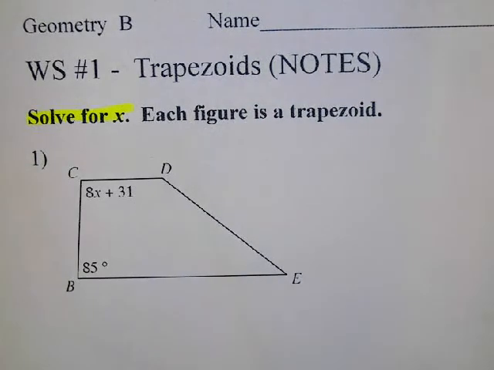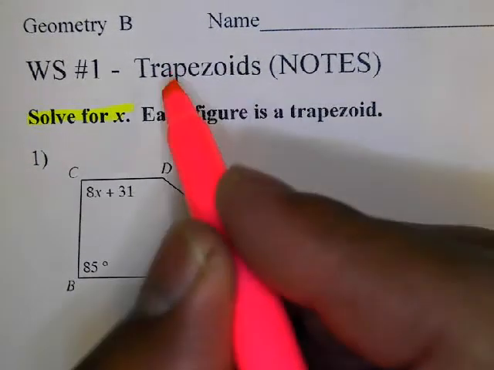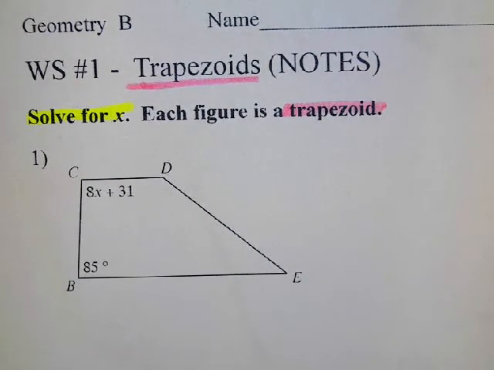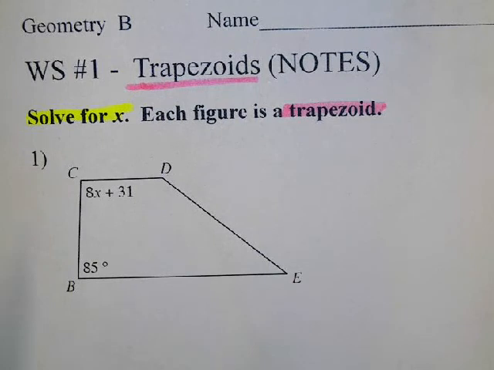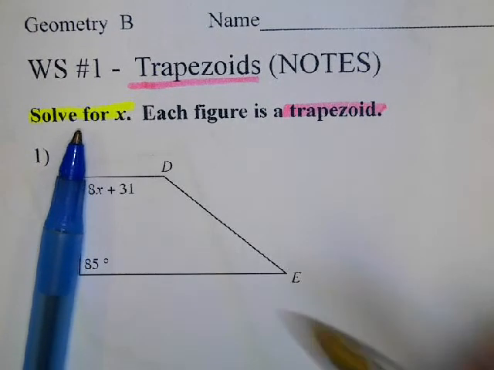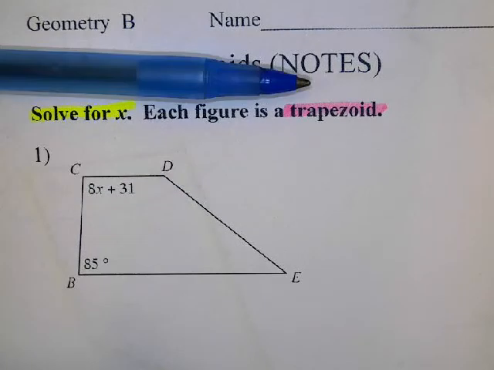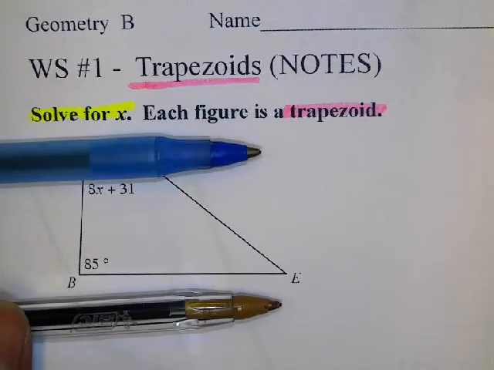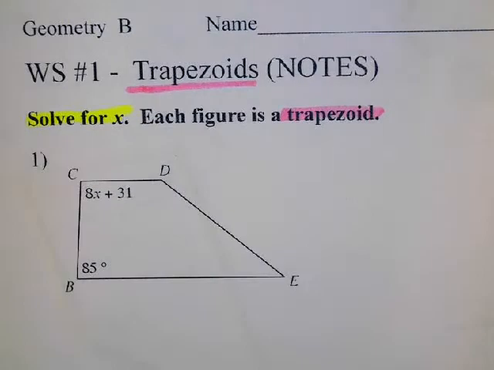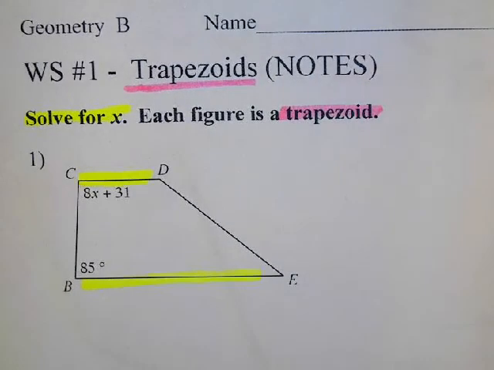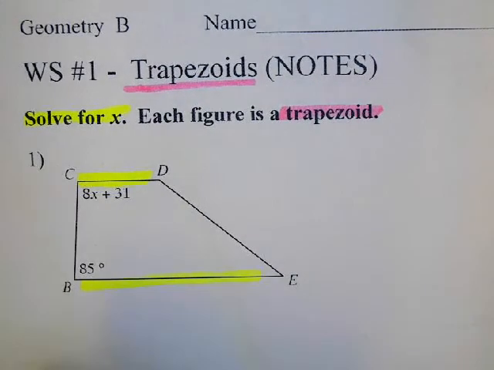But here, it's a trapezoid, right? We're dealing with trapezoids. So I know I'm going to look for the one pair of parallel sides. Well, it's not this one with this one. These two are not parallel. It's not these two sides. It's the top and the bottom, isn't it? Yeah. So this side is parallel to this side.